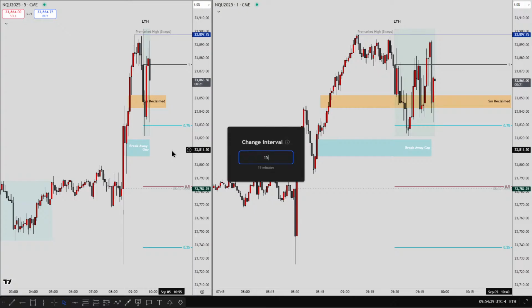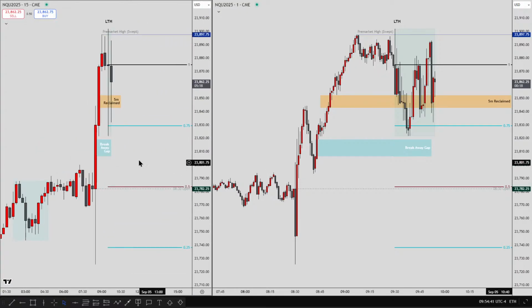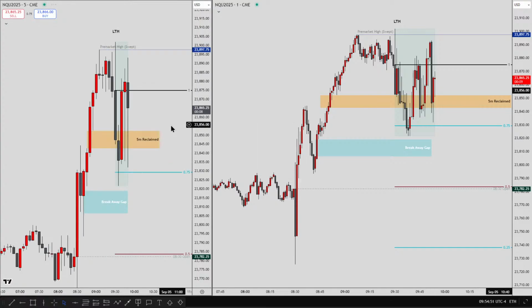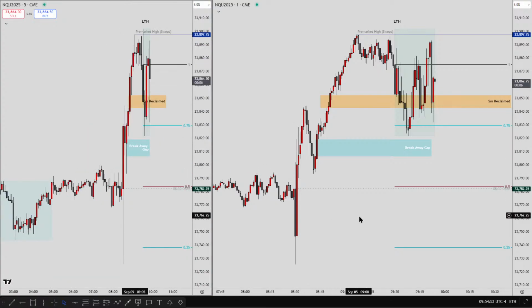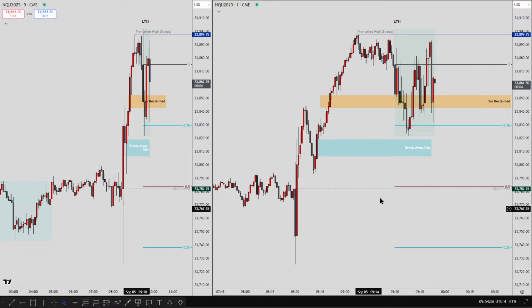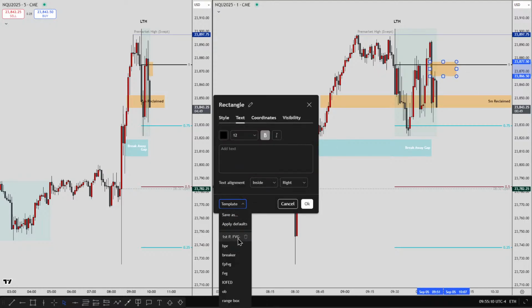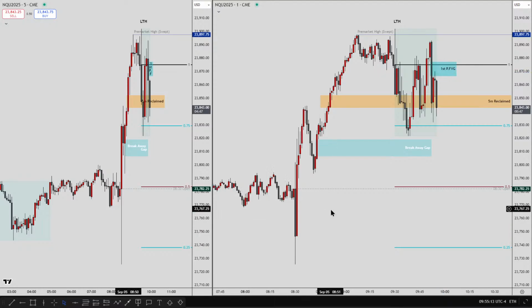Then you want to refer back to the 15-minute chart. Still got that, still got that. Oh yeah, first presented fair value gap now. And it's valid because it's breaking away from a range, so you can still use it.